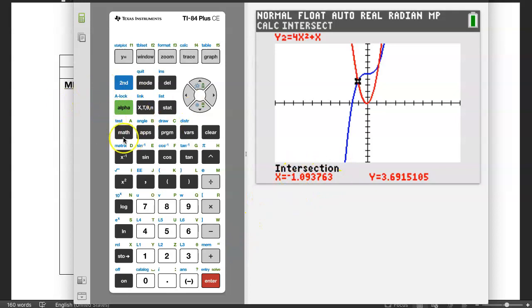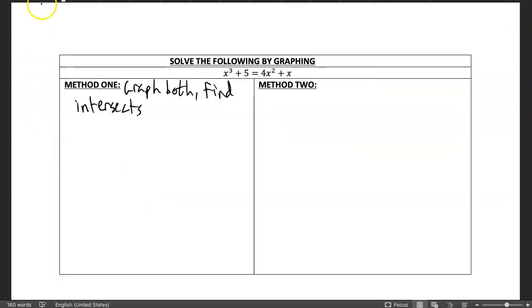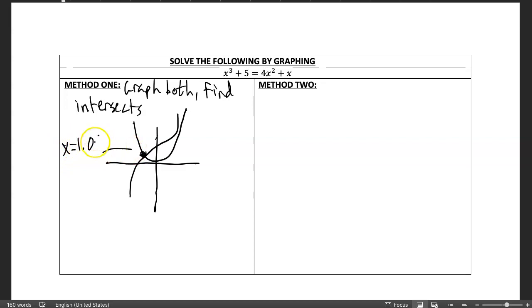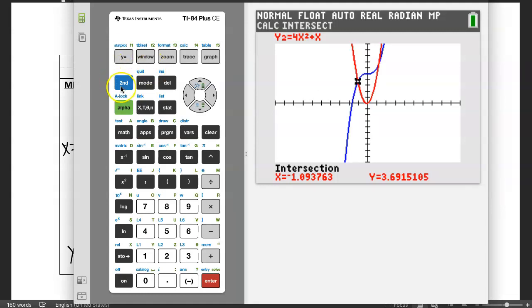Let's write down all of what we have so far. We did a basic sketch of the graph, so our graph looks something like this and that. Our first point over here was x is equal to 1.099. Not 1.099, 1.094. So one solution is x is equal to 1.094.